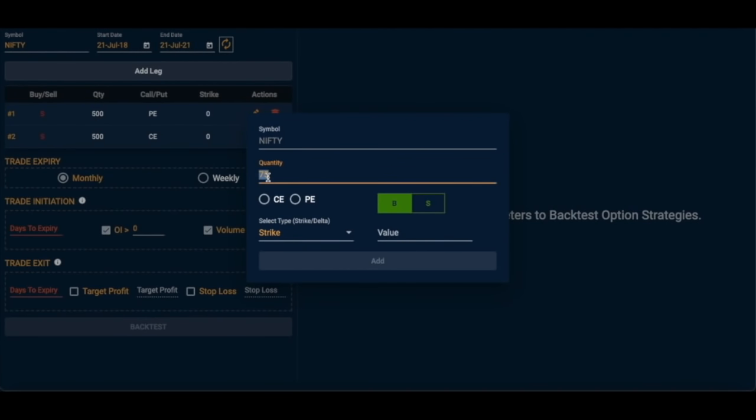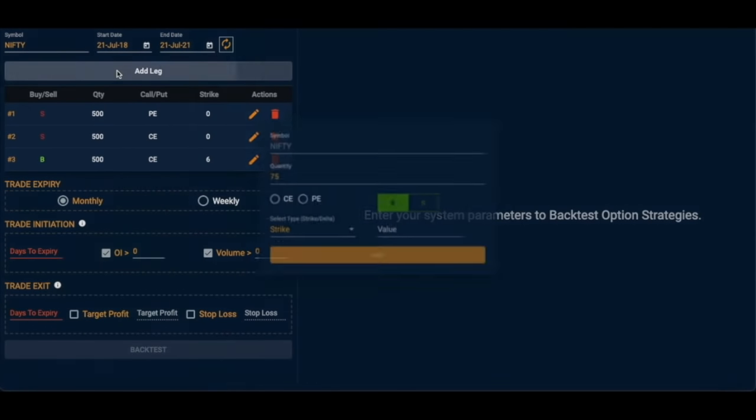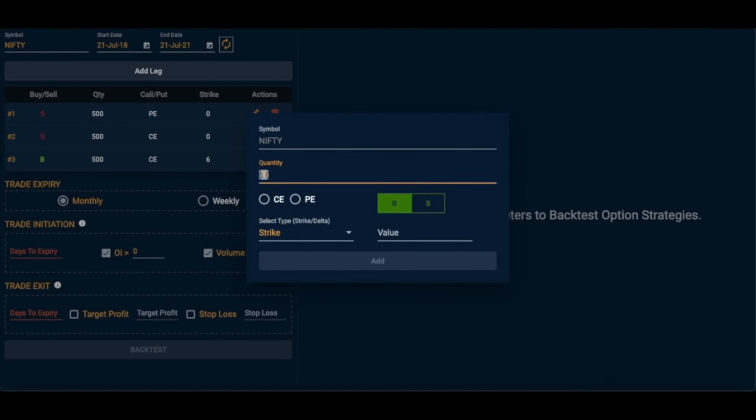And then I'm buying the same 10 lots of call, 6 strikes OTM, that is 15,950, and then buying 10 lots of put, 6 strikes OTM, that is 15,350 levels.